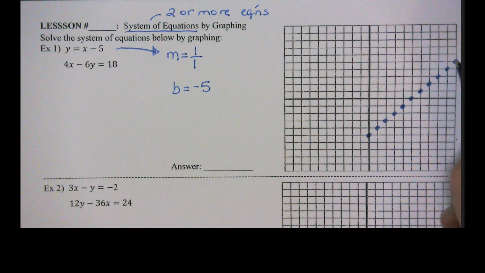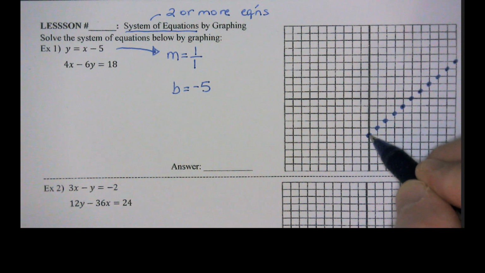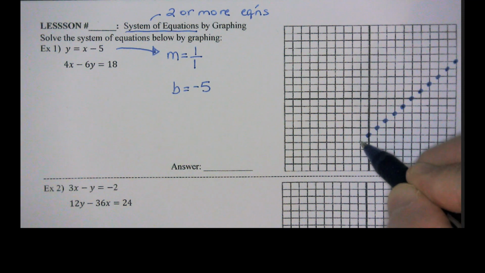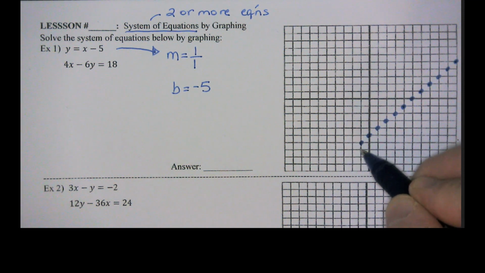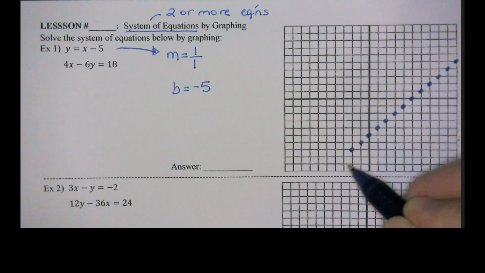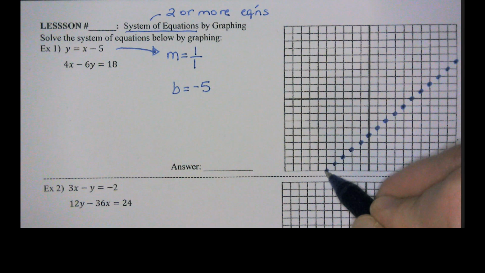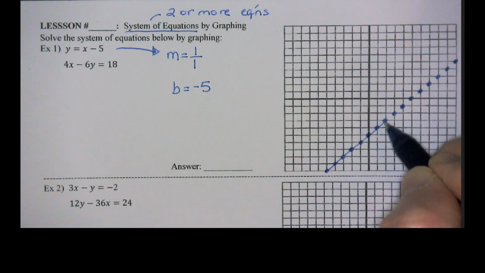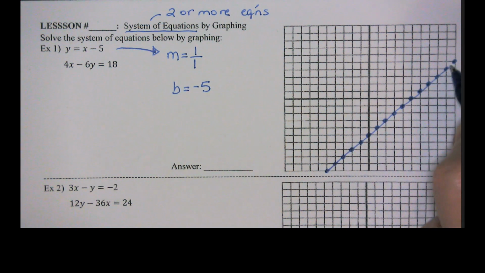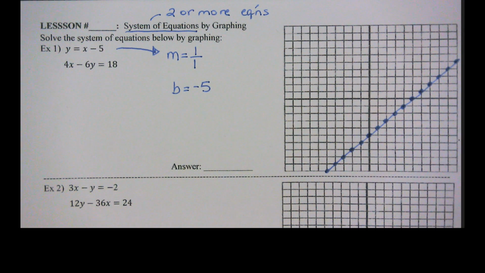Once I finish the right side, I return to the starting point, which is the y-intercept, and I go backwards. Instead of going up, I'm going to go down, and instead of going to the right, I'm going to go to the left. So down 1, 1 to the left, down 1, 1 to the left, and I continue doing that until I fill in the whole left side. If I did this correctly, I should see a straight line formed, and that's exactly what I see.